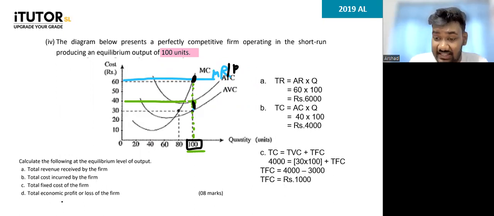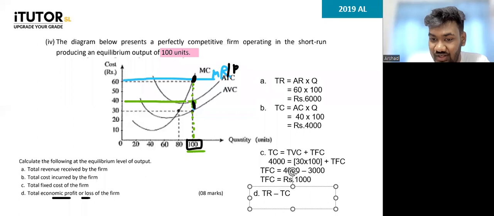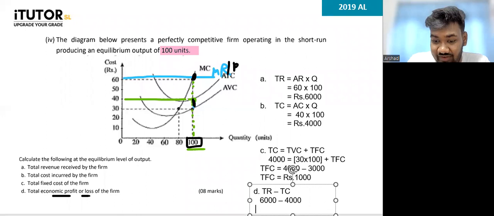Then finally, they are asking for the economic profit or the loss. How do you find the profit or the loss? That is total revenue minus total cost. So total revenue is 6,000, total cost is 4,000. So how much profit do we have? We have a profit of 2,000.